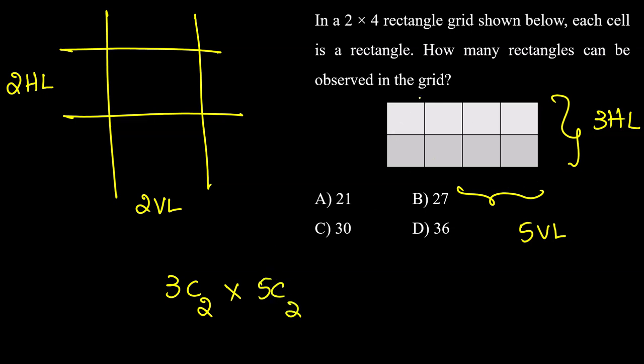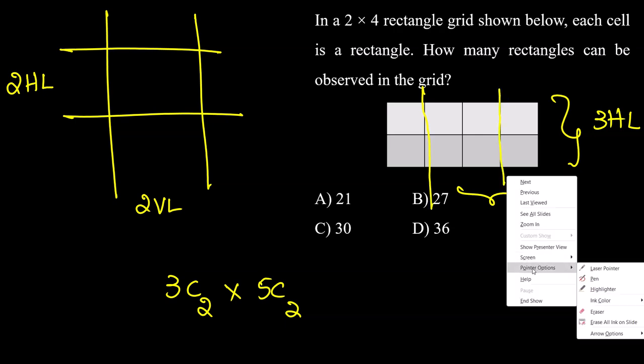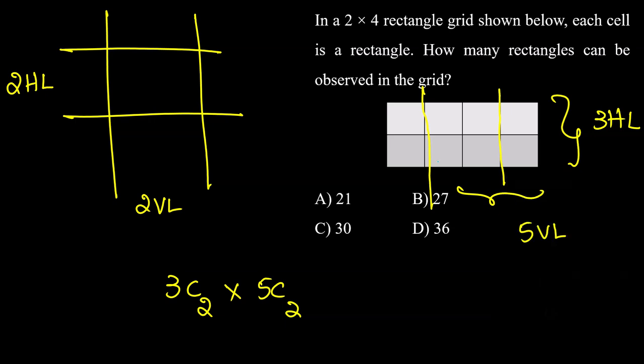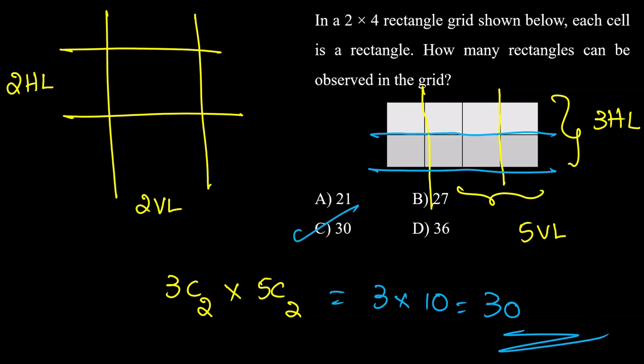I'll show one case here. I am taking these two vertical lines. I am taking out of 5 those two vertical lines. Out of these three, I'll show one practical. These two horizontal lines I'm taking. Here we can find a rectangle. We can find a rectangle here. All those combinations it will do. C is for combination. All different combinations it will do. 3C2 is 3. 5C2 is 10. 3 into 10, 30. Option C. 30 rectangles are there.